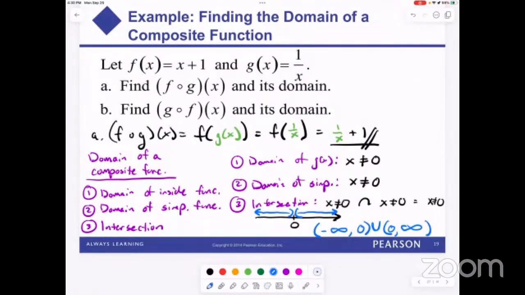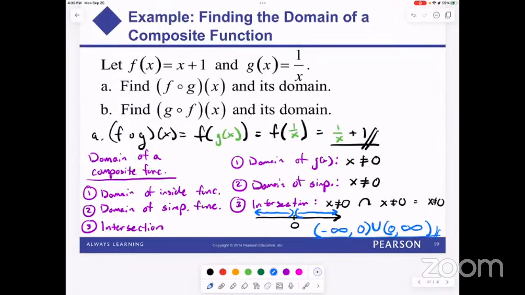So here's our domain. Basically we're saying it's everything except 0. That was part A. Let me get a copy and let's work on part B.